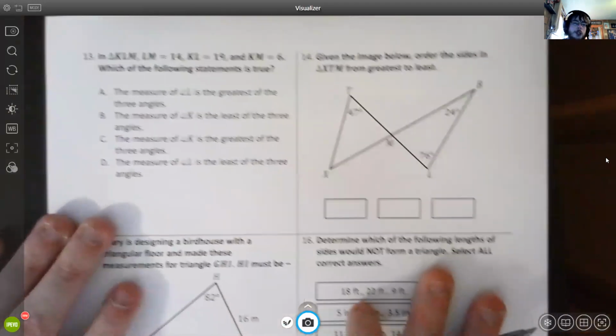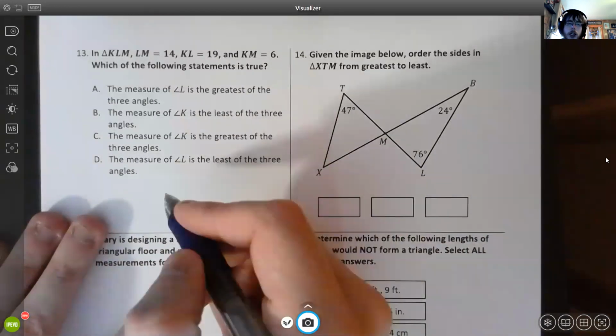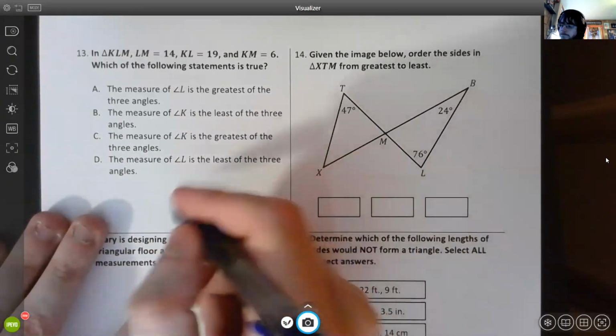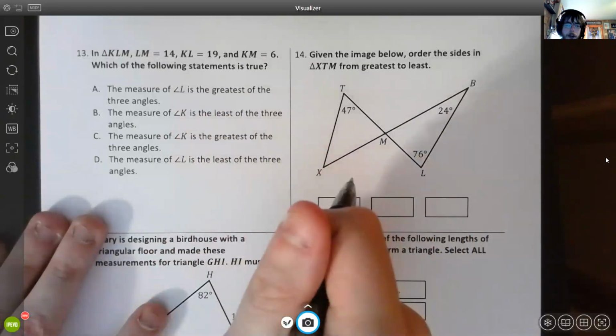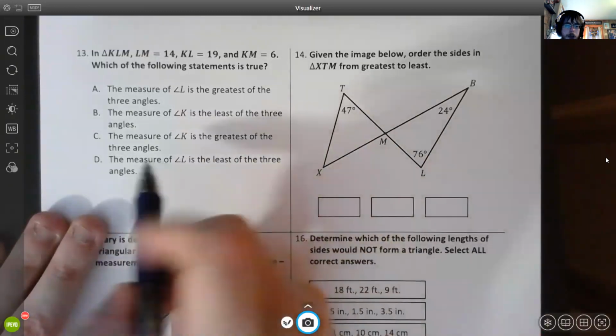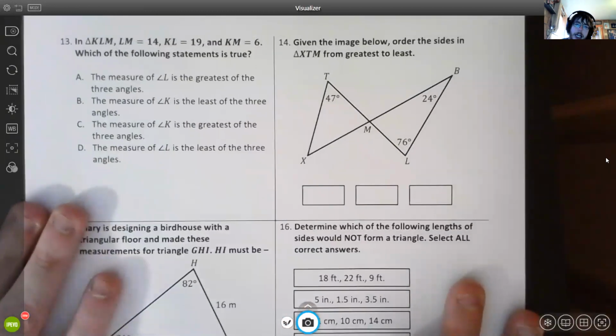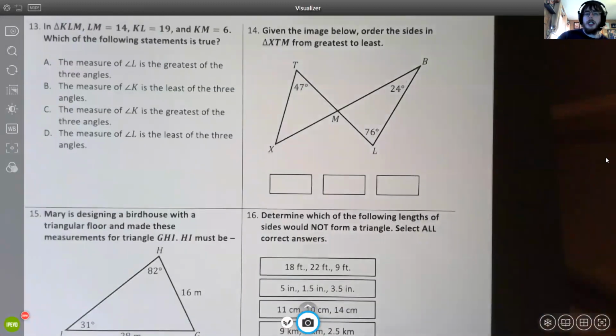Number 13 gives you a triangle with a bunch of side lengths. So just like the other ones, you'll write out your triangle and label your sides after you label the vertices, and you will find which one is the correct one, and I believe D is the correct one there. All right, number 14. Number 14 gives a lot of people trouble.